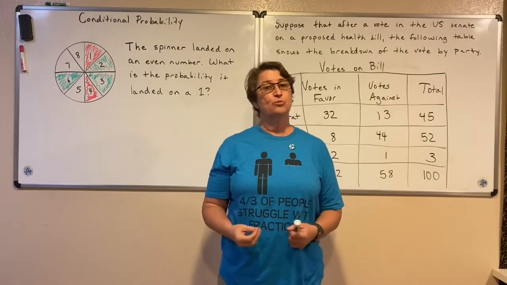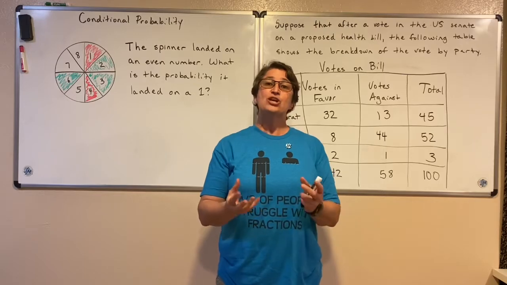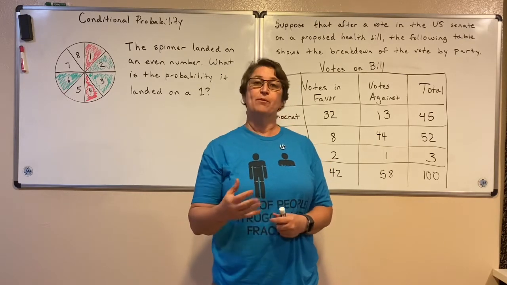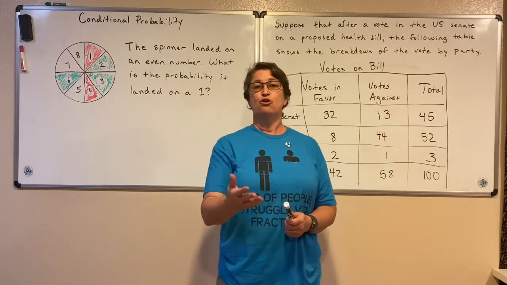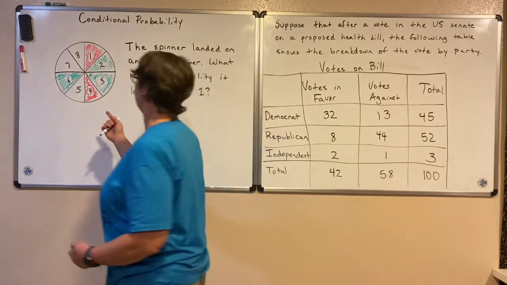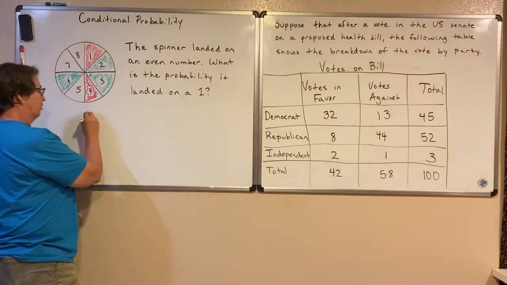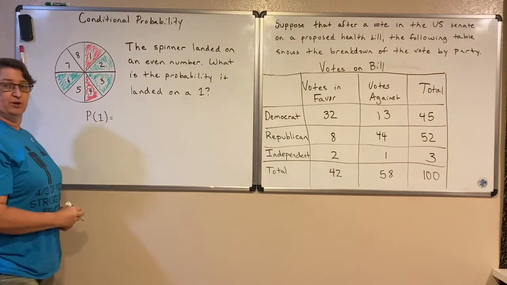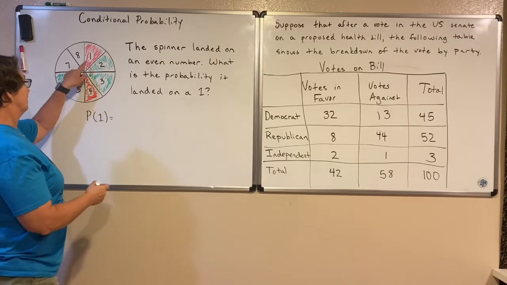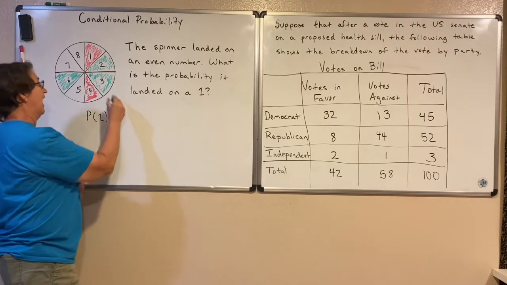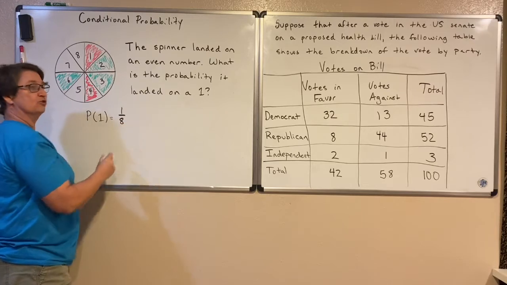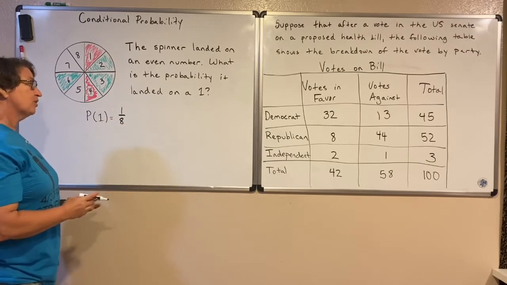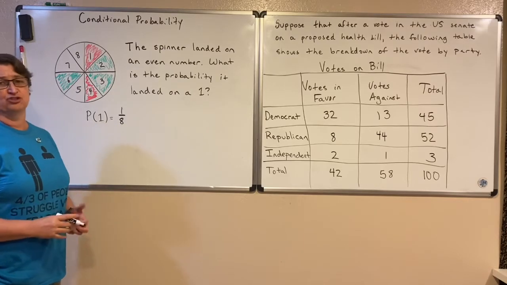So conditional probability is when I have some information, and because of that, my probability changes. So for instance, here, if I wanted to know what is the probability that I spin a 1 on this spinner, well, that probability is there's 1 out of a total of 8 numbers, so it's 1 out of 8, or 1/8. But now I'm going to change this just a little bit.